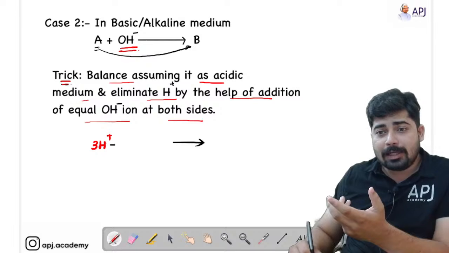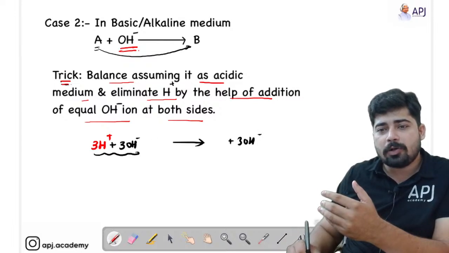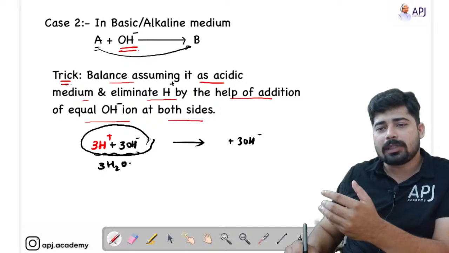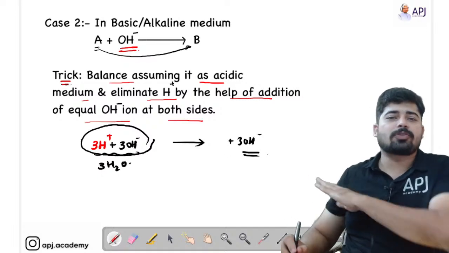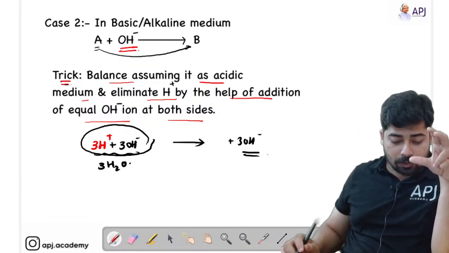Just add 3 OH minus in the LHS and 3 OH minus in the RHS. That's all. So 3H plus and 3 OH minus will give you 3H2O. You just change it to that, and now the reaction is in basic medium. There is no H plus in the reaction. It's a simple step, right? So this is the trick we are going to use.